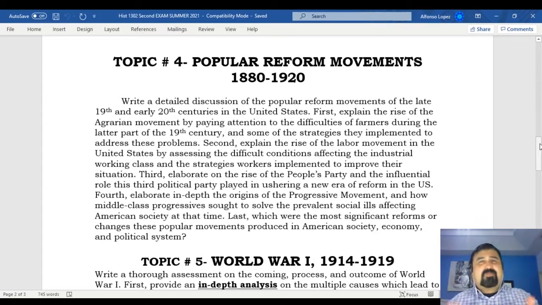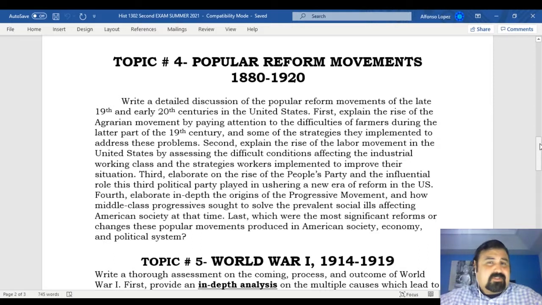So again, there were reform movements in the United States in the late 19th and early 20th centuries, led by many groups. One reform movement was led by farmers, another by industrial workers, another by the middle class. So the first question is asking you to explain the rise of the agrarian movement. The agrarian movement was led by farmers, American farmers.